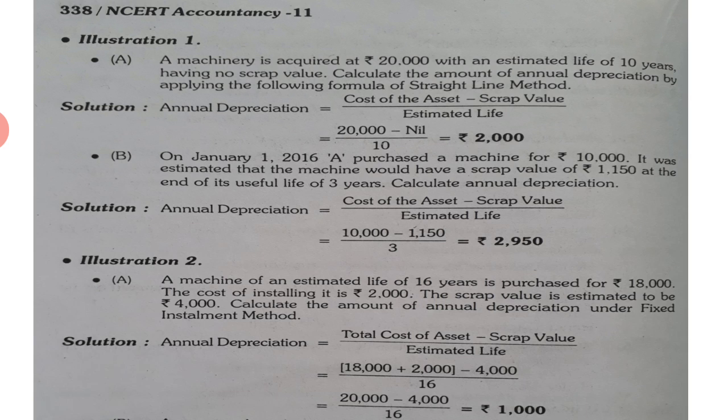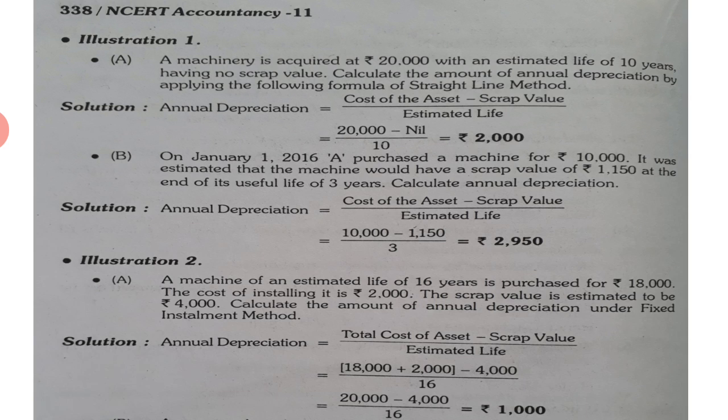So we will apply a formula: original cost minus scrap value upon estimated life. Original cost is rupees 20,000 minus scrap value is 0 and estimated life is 10. So 20,000 divided by 10, it comes to rupees 2,000. That is the annual depreciation amount.